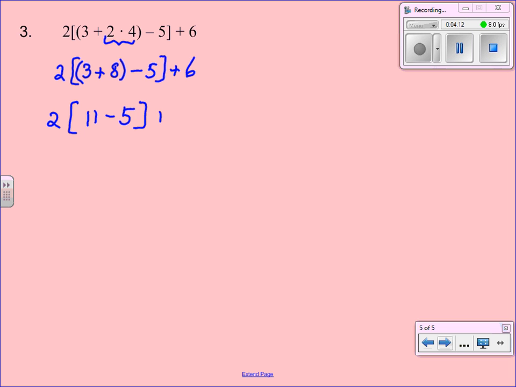Bring everything else down. Now at this point you could change your brackets to parentheses if you'd like. We'll do that because it looks a little bit easier. 11 minus 5 is 6. Bring everything else down. Multiplication comes next. And 12 plus 6 gives us 18.